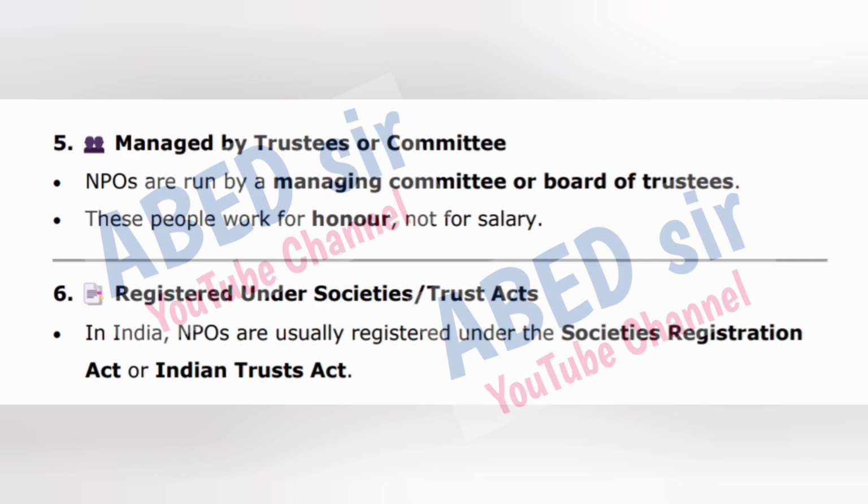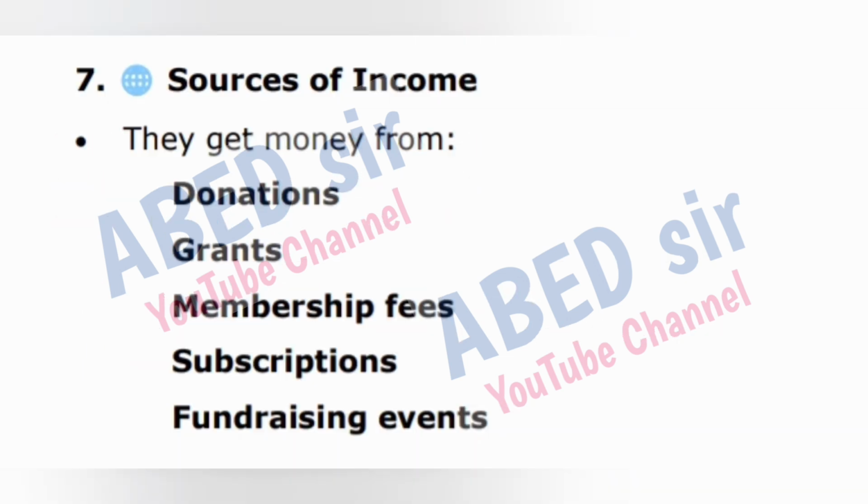5. Managed by trustees or committee. NPOs are run by a managing committee or board of trustees. These people work for honor, not for salary. 6. Registered under Societies Trust Acts. In India, NPOs are usually registered under the Societies Registration Act or Indian Trusts Act. 7. Sources of income. They get money from donations, grants, membership fees, subscriptions, fundraising events.